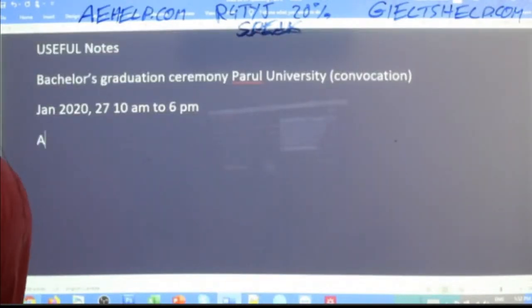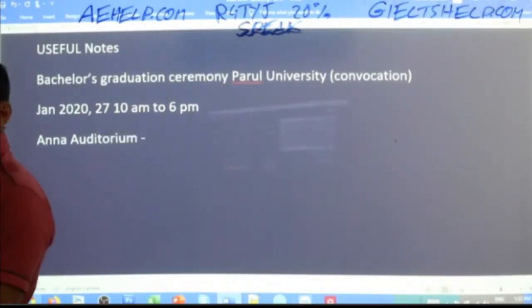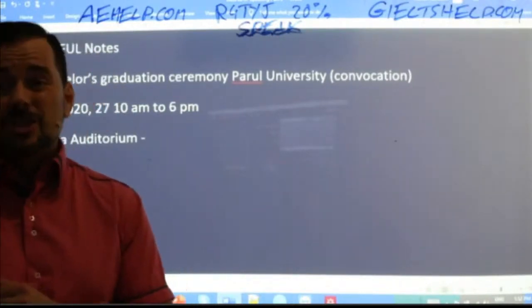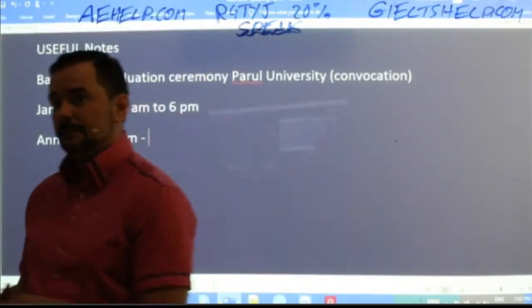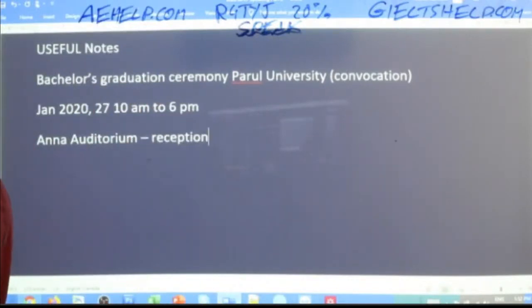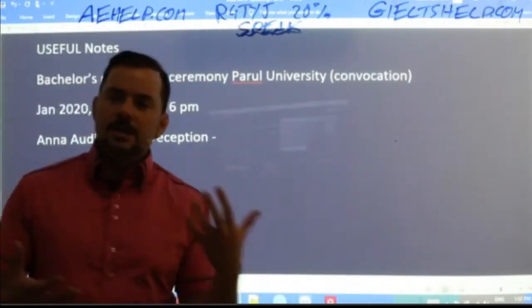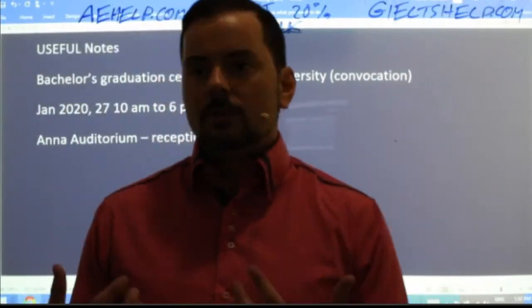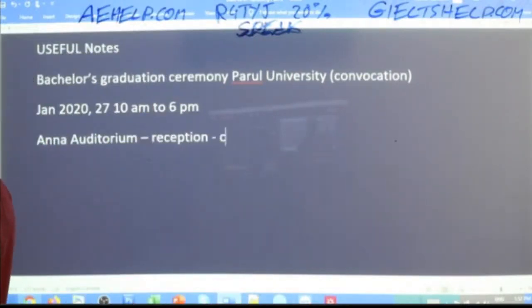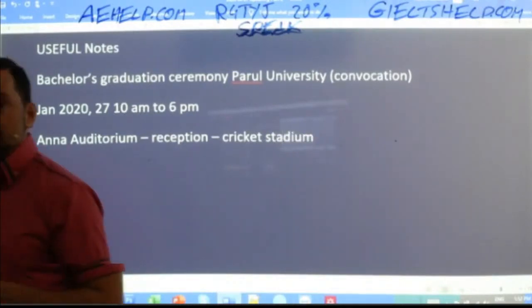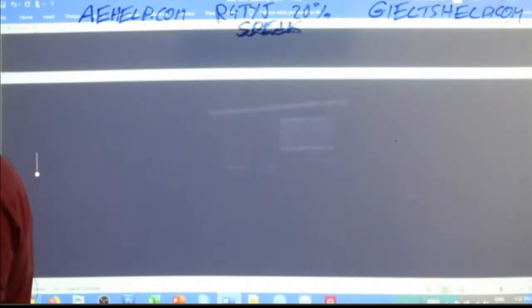Okay, again, practice going through these. So Anna, auditorium. And then maybe some large restaurant or some other place where the reception would have been, right? Okay. So what would be the location? So we're in India here. I'm not familiar. So you have to, yeah, okay. Reception, Jainil, cricket ground. Yeah, okay. Sure, that could be possible if it's a large graduation ceremony. So that would be your useful note. So now we have location, and now we want attendees, okay?